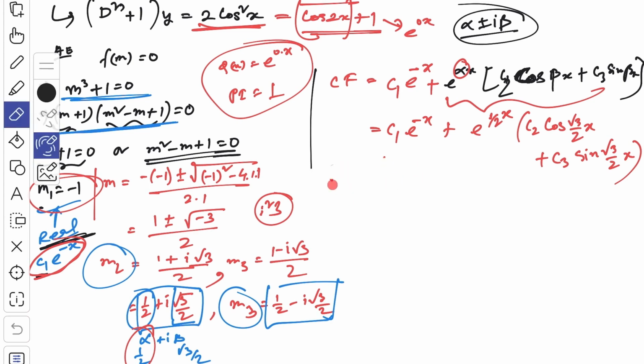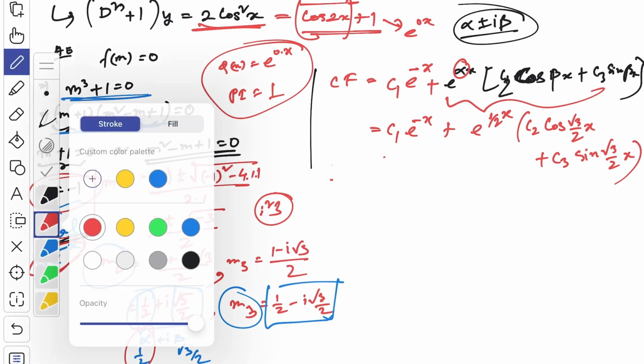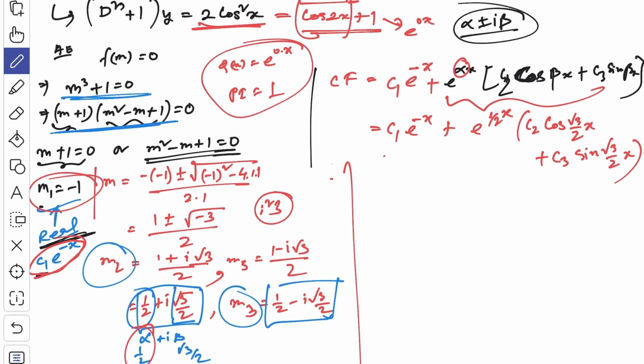Now let me clean this piece first. Let us find PI. So PI will be equal to 1 by f of D square on cos twice x, and then plus we will get 1. So PI for this e to the power 0 into x is going to be 1. That's very simple, isn't it?